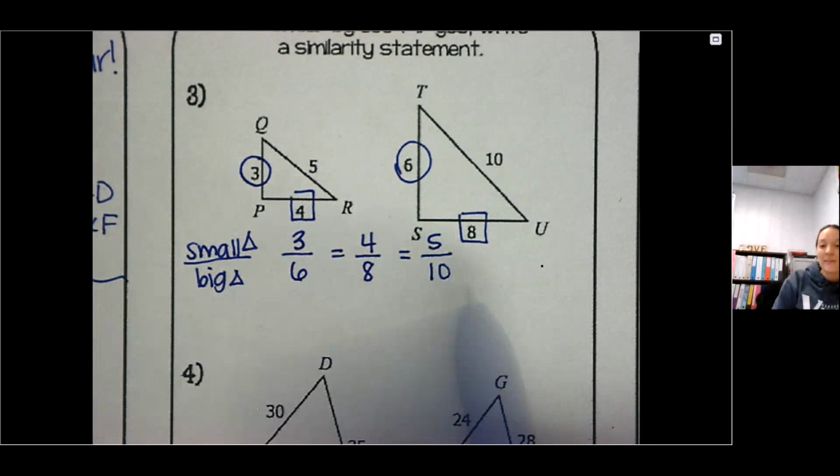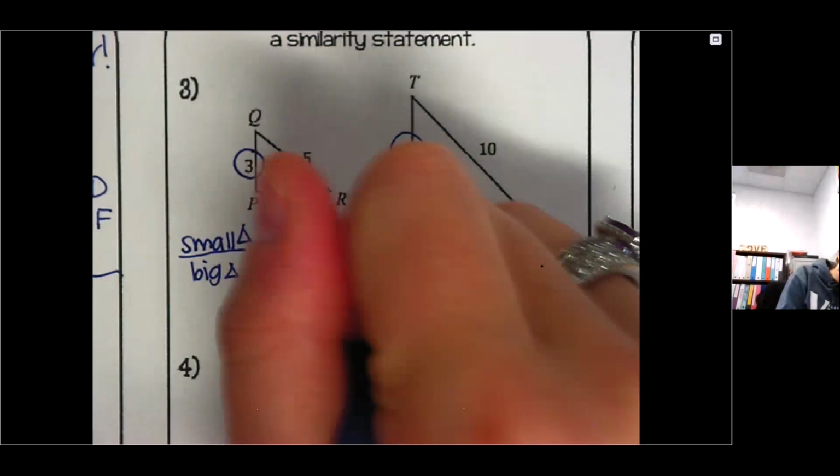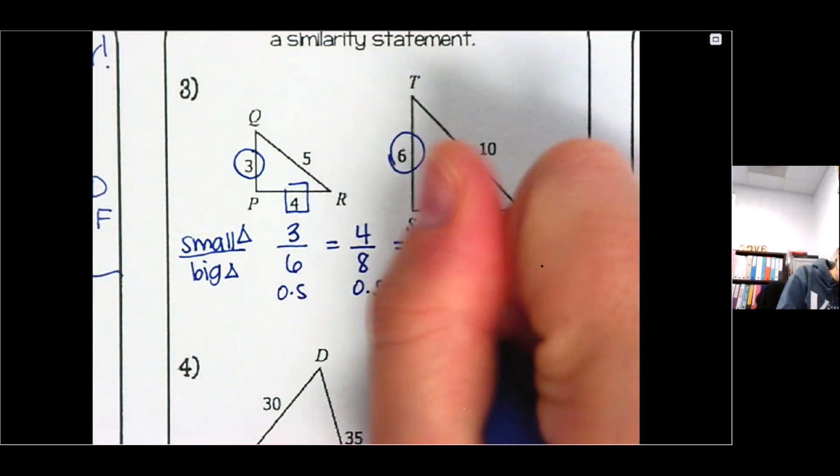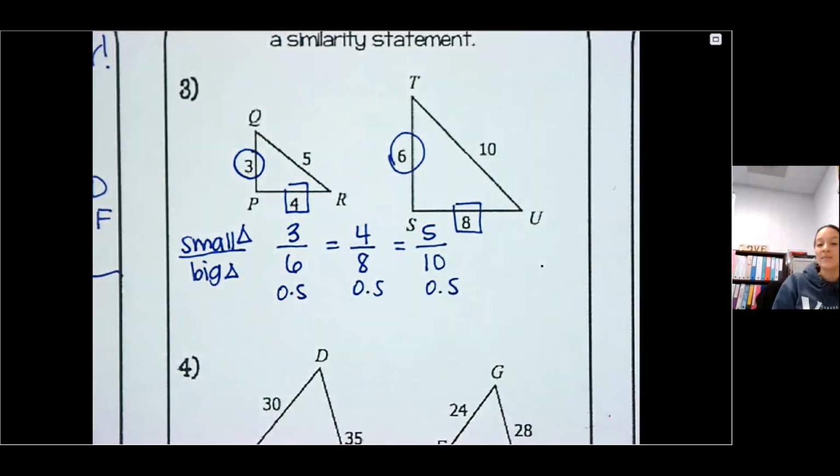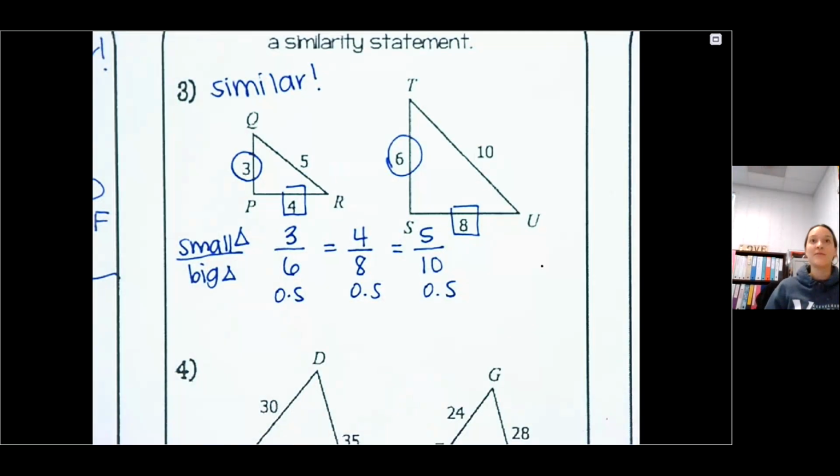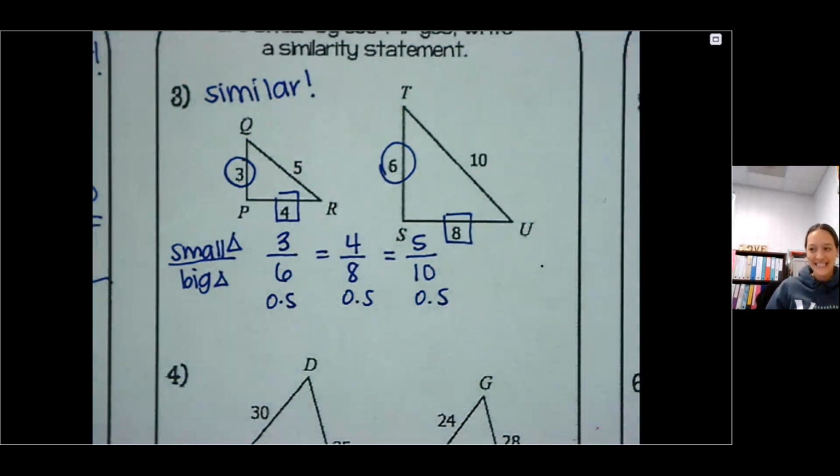Are all of them the same? Yes, they're all exactly the same. So because they're the same, are these similar or not similar? They are similar. Good.